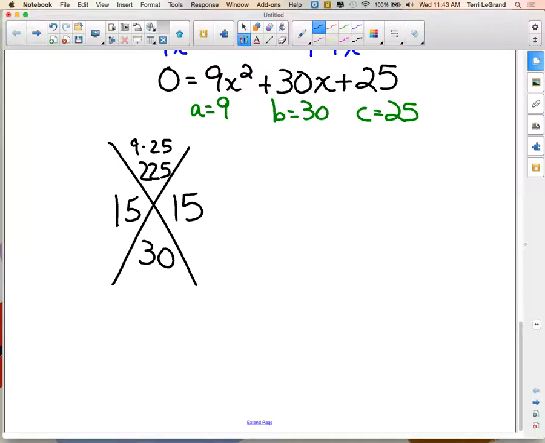Put them in. They have to replace what? 30x, yeah. So we're going to rename 9x squared plus 30x as 9x squared plus 15x plus 15x plus 25. And remember, I said we can ditch the 0 for a while. Eventually it's going to come back and get set equal to each of the factors, so we'll just ditch it for a while here.